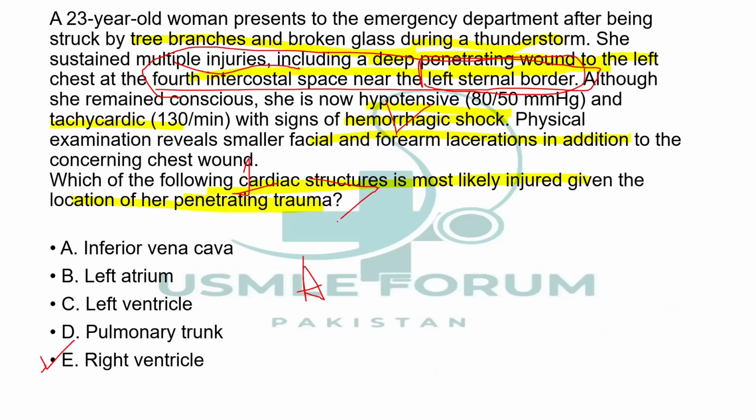The inferior vena cava is not anterior or on the left side, so that cannot be the answer. The left atrium, I've told you, is the posterior surface. Sorry, the left ventricle is the lateral surface, right? So left atrium is the posterior surface, left ventricle the lateral surface, and the pulmonary trunk is the superior surface. The inferior vena cava is retroperitoneal, so it is not anterior. Okay, so you have to remember your relations of the organs.